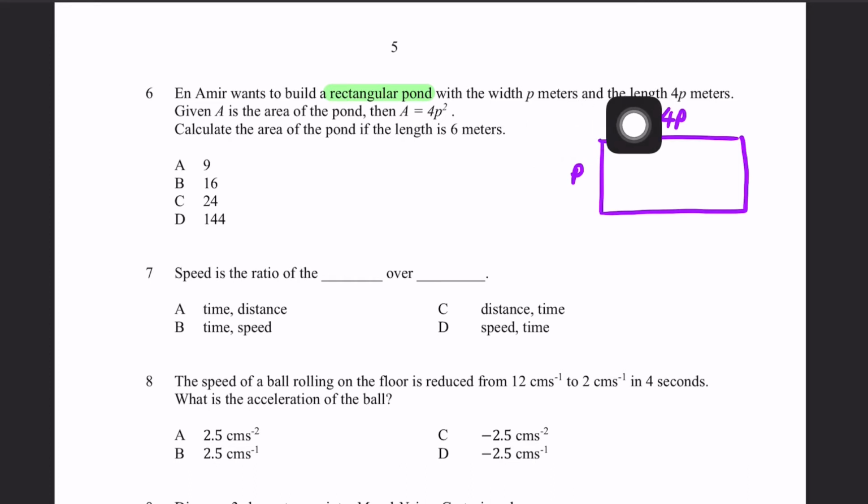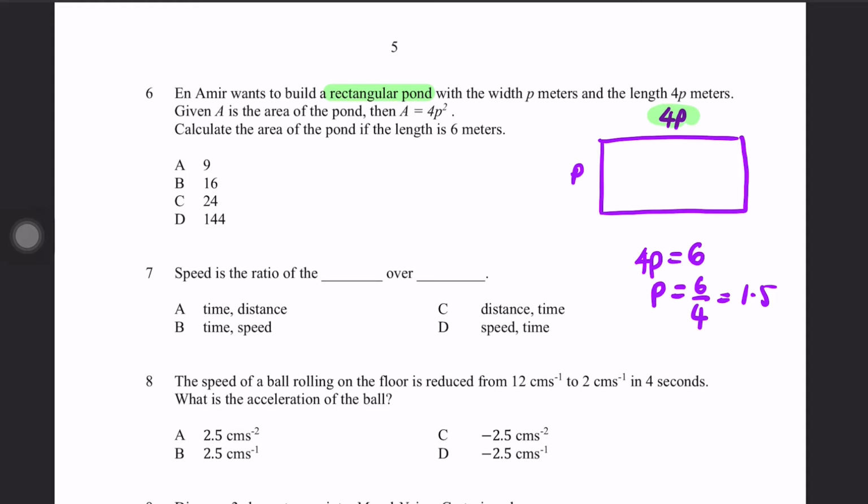So maksud dia dah bagi length is 4p, right? Okay, so 4p is equals to 6. Jangan terbalik, yang p ni adalah width. So dia dah kata length is 6 meter. So this is our length 4p. Okay, so 4p is equals to 6. Okay, so p is 6 over 4, is equals to 1.5, or 3 over 2, the same thing.